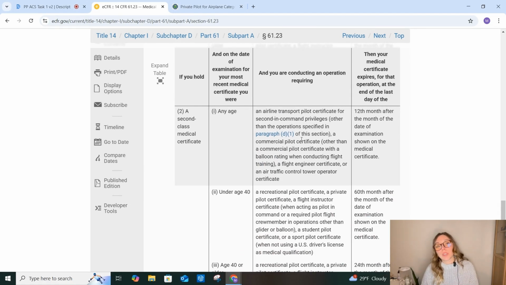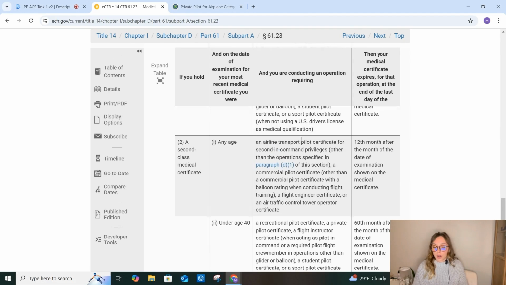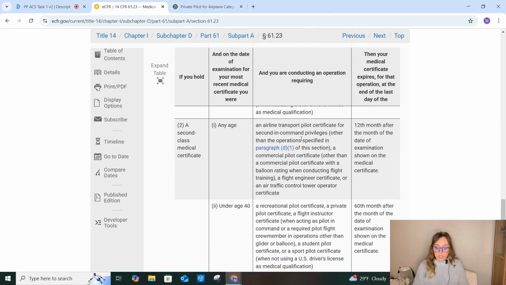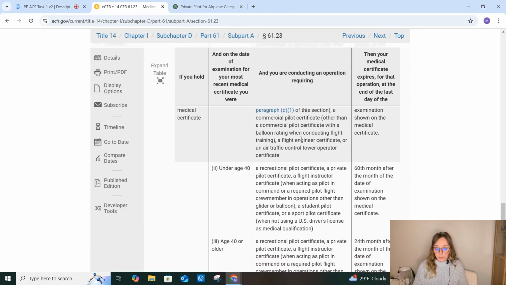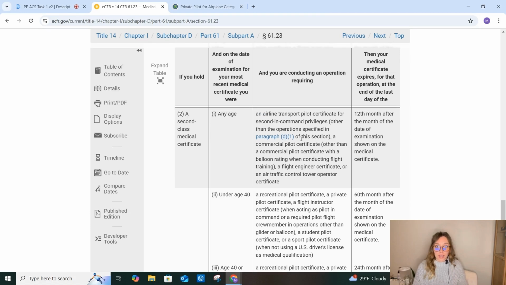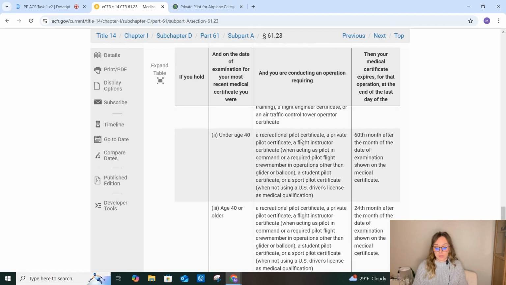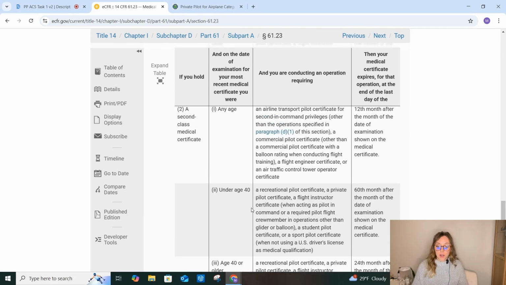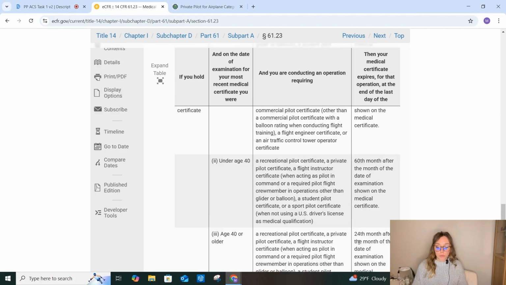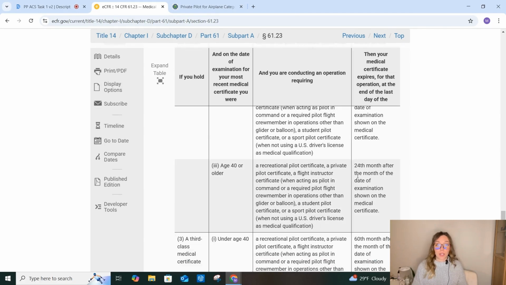Okay, now we're moving on to a second class medical certificate. If you are of any age, you can access those second class medical privileges for 12 calendar months. After that, under the age of 40, you can access those second class privileges for 48 months. If you're over the age of 40, you can access those second class privileges for 24 months. Remember that you need to subtract 12 from the 60 and the 24.